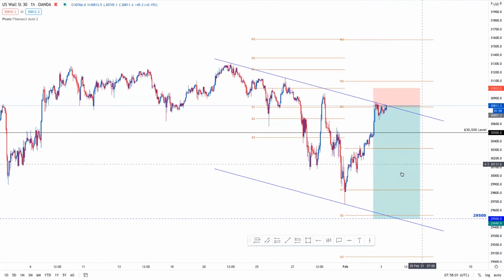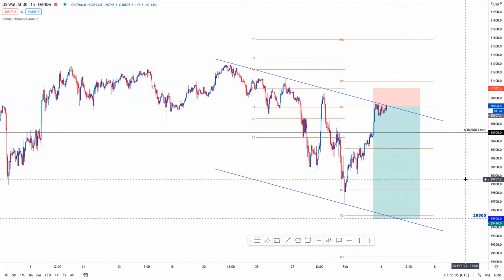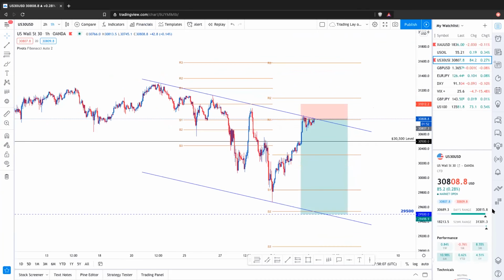I think markets will ultimately sell off, continuing this pattern of lower highs and lower lows that has been forming for the last couple of days if you've been trading this market. So those are the three main markets that I'm watching.